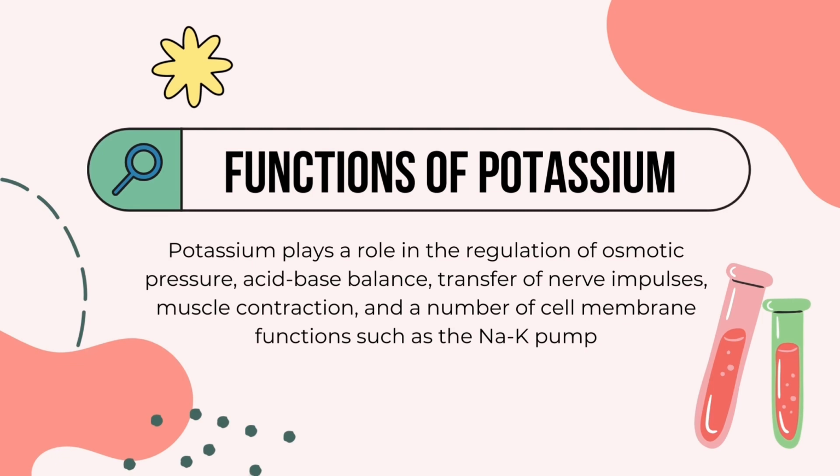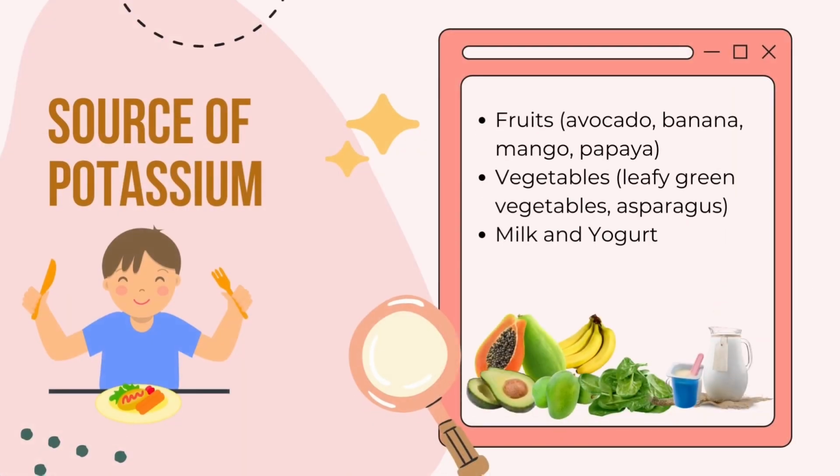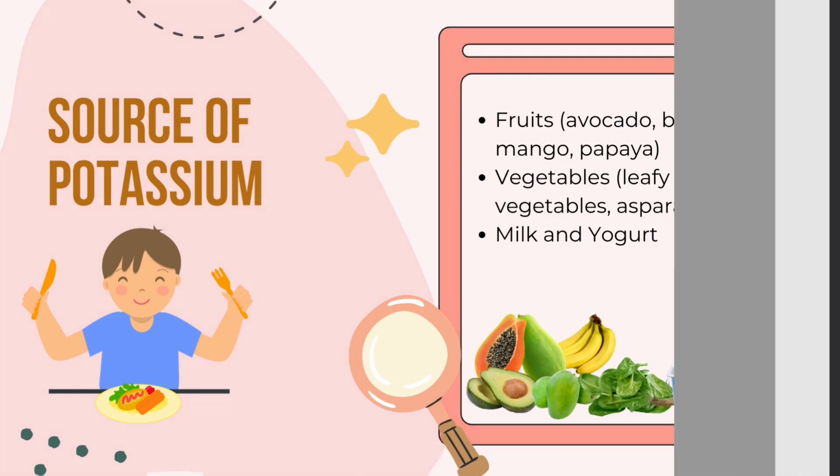Potassium plays a role in the regulation of osmotic pressure, acid-base balance, transfer of nerve impulses, muscle contraction, and a number of cell membrane functions such as the Na-K pump. It is very easy to find sources of potassium, such as fruits: avocado, banana, mango, papaya. Vegetables: leafy green vegetables, asparagus, and also milk and yogurt.